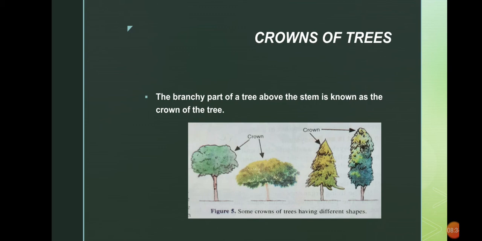The major functions of the crown of a tree are, number one, to absorb sunlight energy to carry out photosynthesis, to release oxygen, and to carry out the processes of respiration and transpiration. Transpiration leads to humidity in the environment, which leads to more and more rainfall. All these functions are performed by the leaves in the crown. The branches of the crown only hold the leaves.